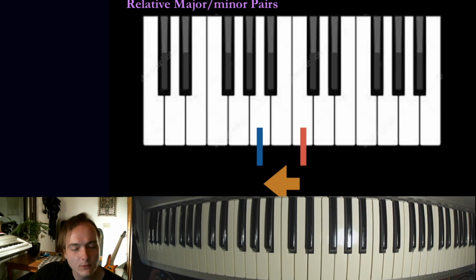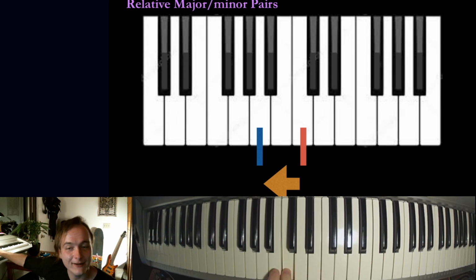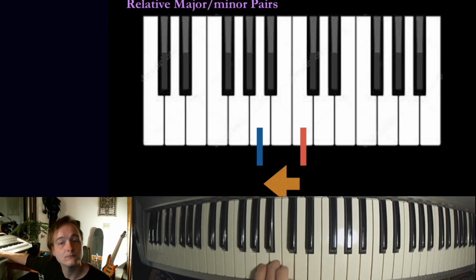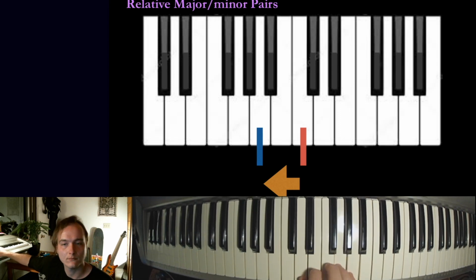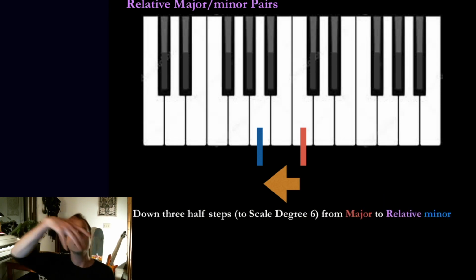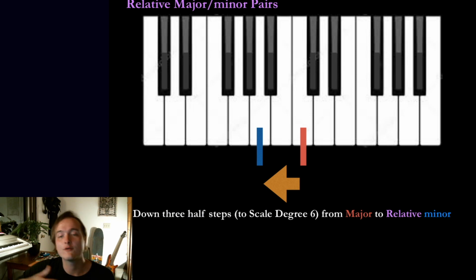Now, what if I wanted to go backwards? What if I have a minor and I want to get the relative major? Well, just do it in the opposite way. So start on A minor, and scale degree 3 is C major. So there are your relative major and minor pairs. Just remember that if you're going from major to minor, then you need to go down 3 half steps from your root note. But if you're going from relative minor to relative major, then you need to go up 3 half steps from the root note.